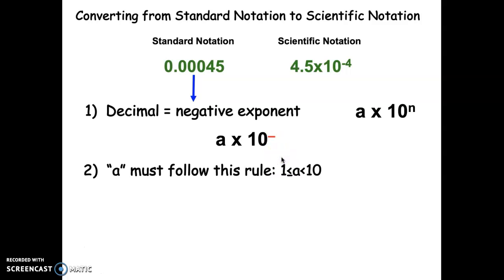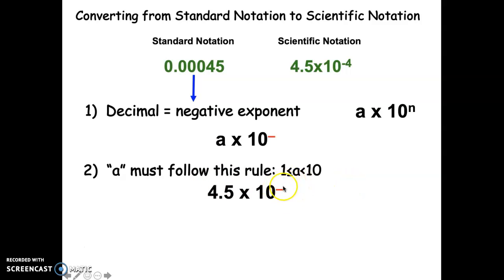The second thing I do is this number A out front has to be between 1 and 10. So I need to pick up this decimal point and move it somewhere in the number so that I've got a number between 1 and 10. So I take the decimal and I move it between the 4 and the 5. That gives me 4.5, and 4.5 is between 1 and 10.